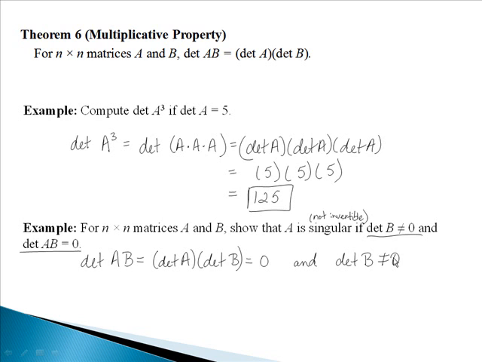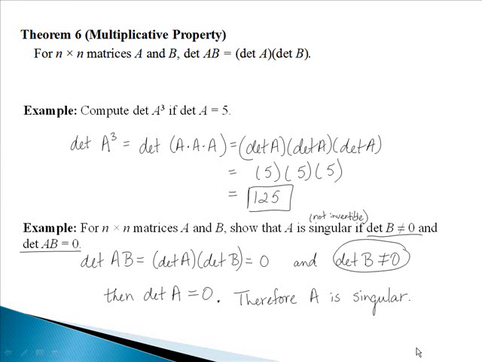Well, remember that the determinant is just a constant. So if I multiply two constants, I can go back to my rules of algebra. If I multiply two constants and get 0, I know that one of them had to be 0, one or the other. And I was told that the determinant of B was not 0. So then I know that the determinant of A must be 0. But if the determinant is equal to 0, then A is not invertible. So therefore A is singular.